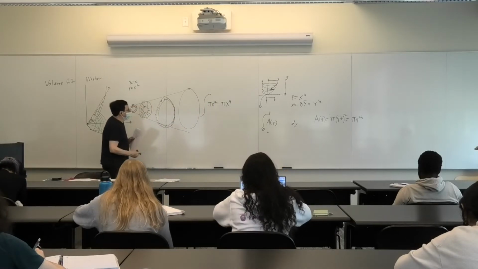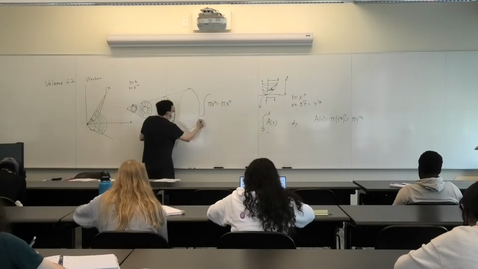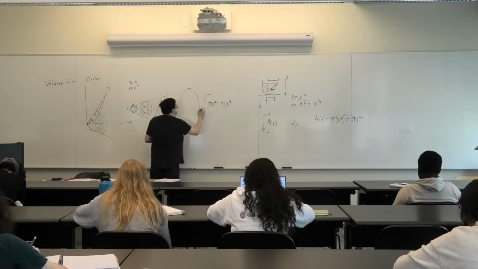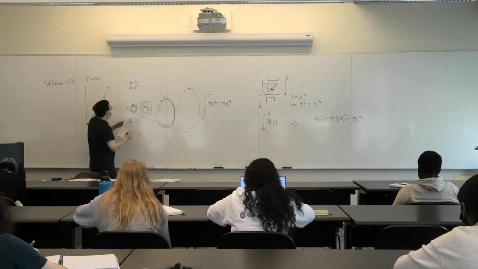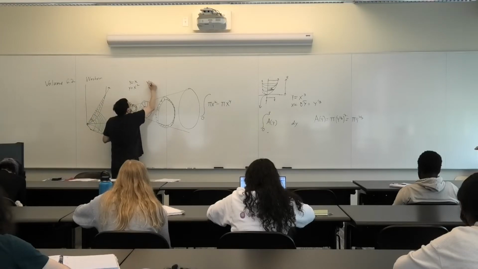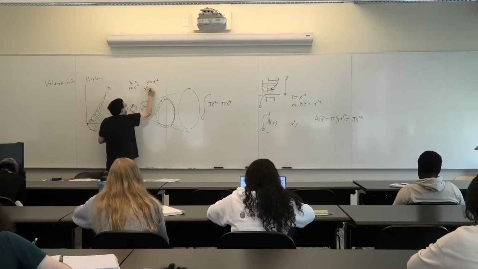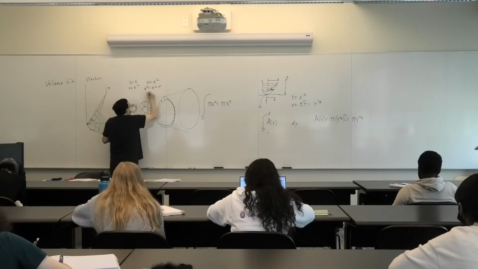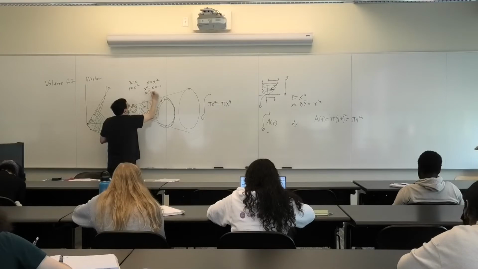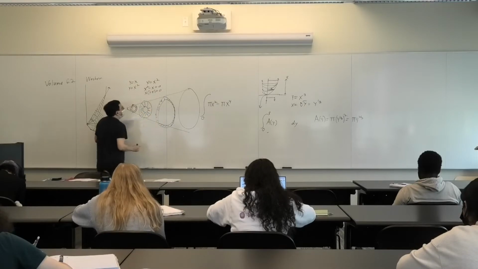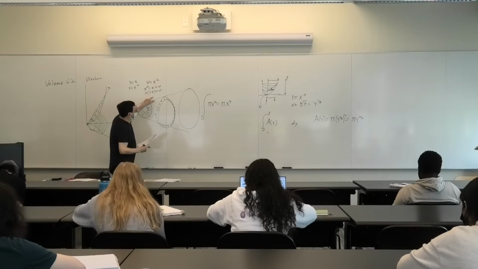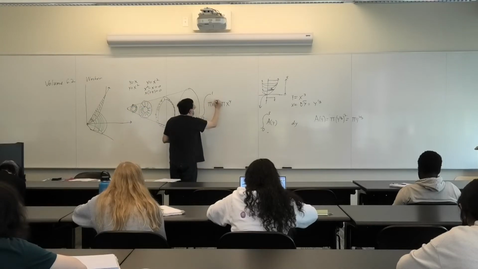Now, where are we going to integrate from? Well, we're going to integrate from 0 to where the two functions are equal. So we have x squared minus x equals 0, or x times 1 minus x equals 0. So clearly, the two boundaries are going to be 0 and 1.